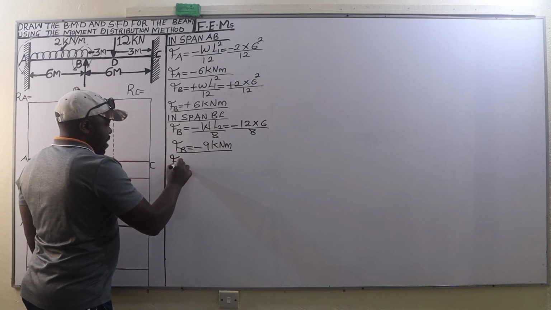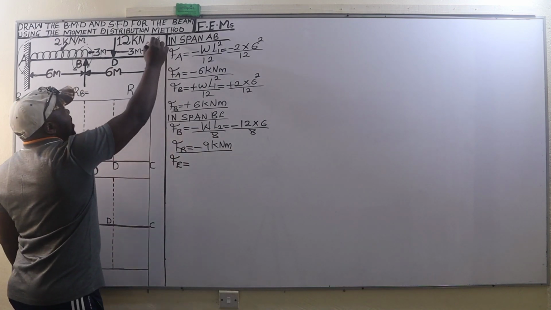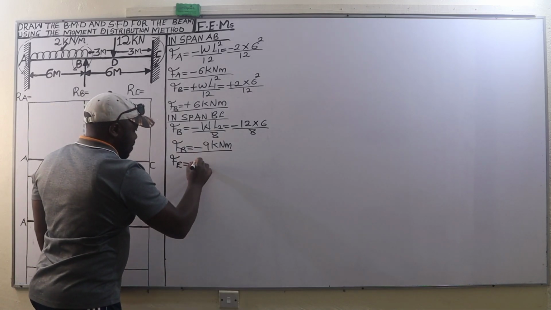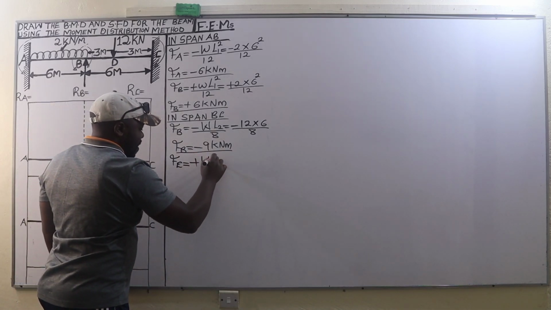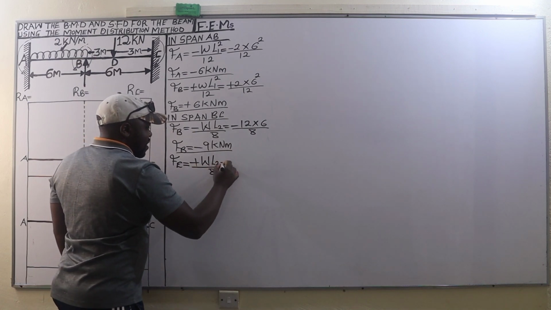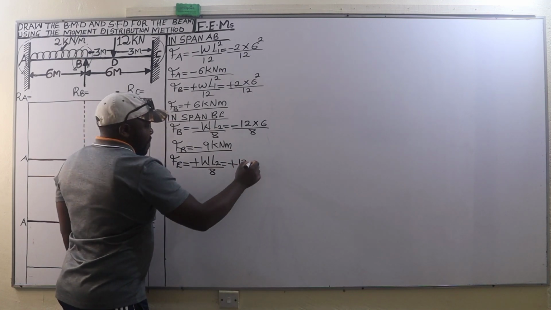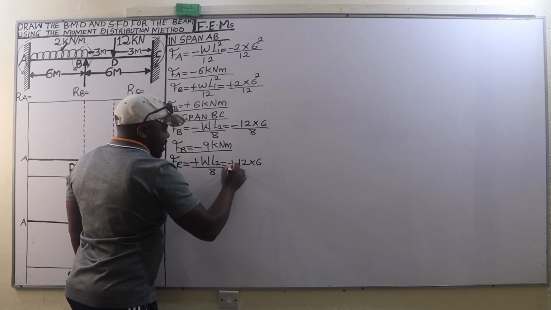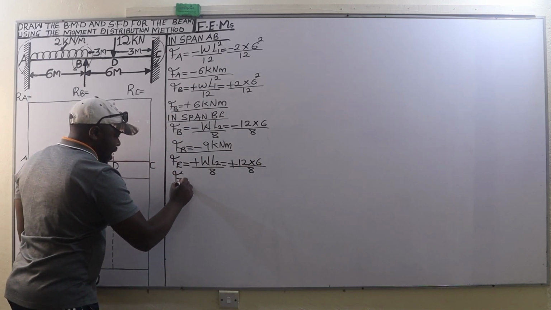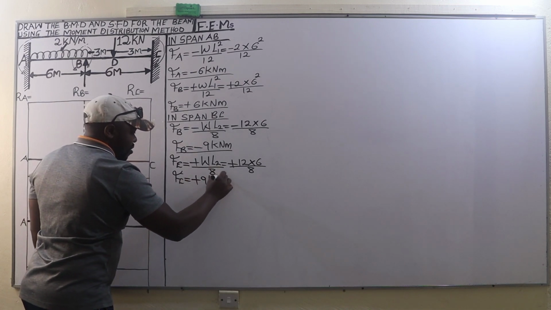Finally, the fixed end moment at the end C, it is going to be a clockwise moment, and therefore it's going to be positive. So we are going to have positive WL2 divided by 8, and this is going to be positive W, which is 12 kilonewtons, multiplied by the span 6 meters, divided by 8, and that is going to give us a fixed end moment at C of positive 9 kilonewton meter.